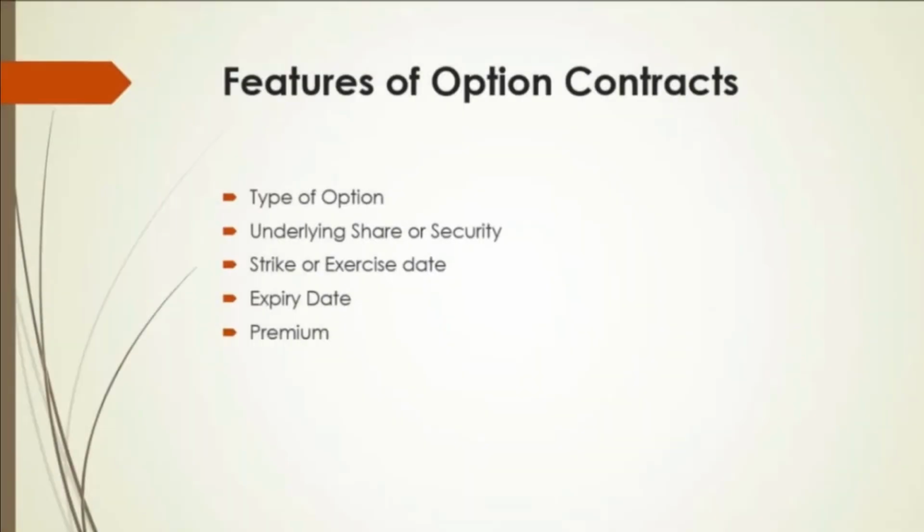Welcome back everyone. In this lecture, we will learn about features of options. There are 5 key features of an option contract: type of option, underlying share or security, strike or exercise price, expiry date or the expiration date, and premium. Let's understand these features one by one.